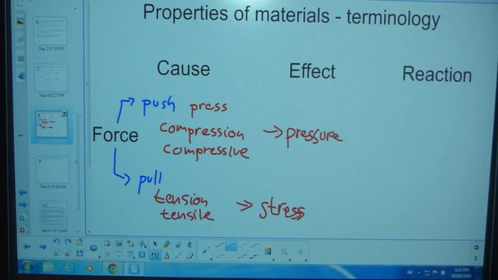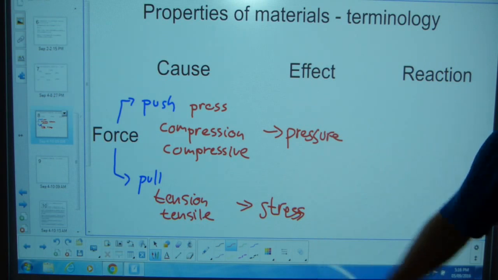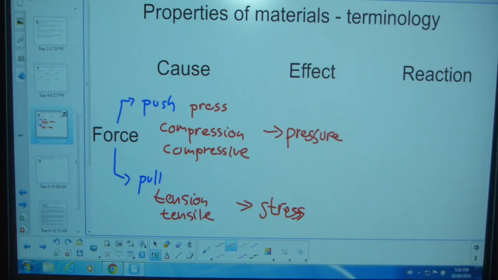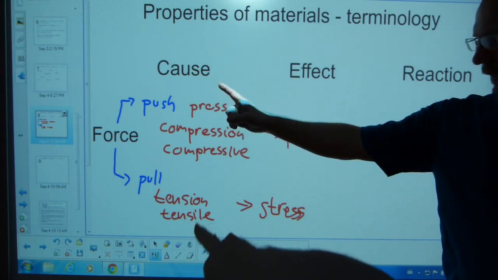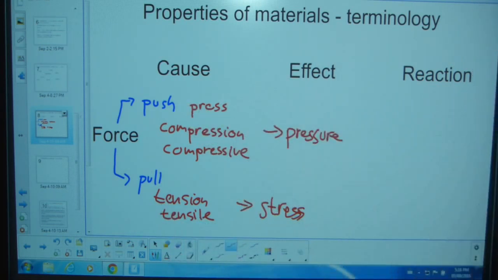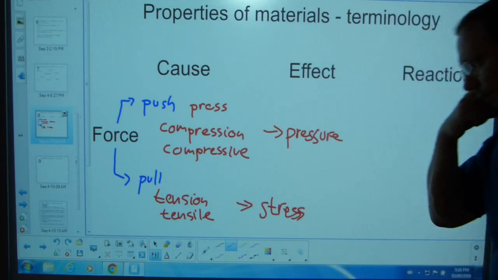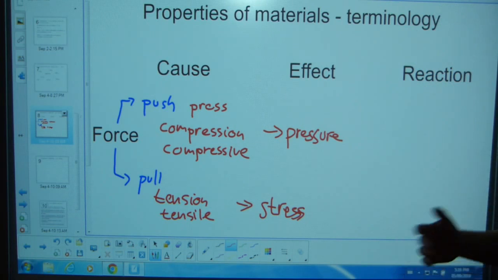There, stress. Definition for stress, those of you in my class, write it down. The definition of stress is tensile force. Okay, that's the simplest definition, tensile force. So you can use those interchangeably, stress and tensile force.